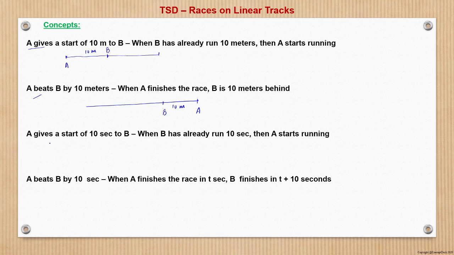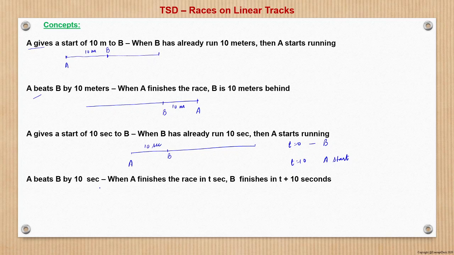Similarly, the third statement goes like: A gives a start of 10 second to B. So it means that when A and B are in a race, B has already run for 10 seconds, and after 10 seconds of B starting to run, A starts. Suppose at t equal to 0, B starts, then at t equal to 10, A starts the race. That is what it means. When it says that A gives a start of 10 second to B, it means that A starts after 10 seconds of B starting the race.